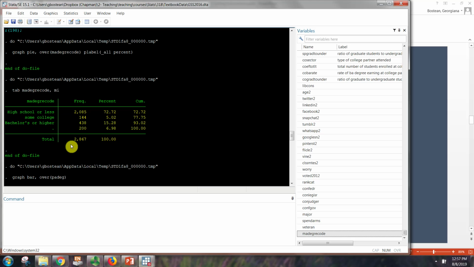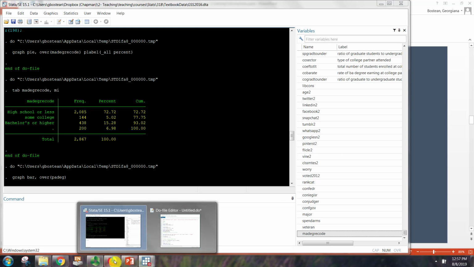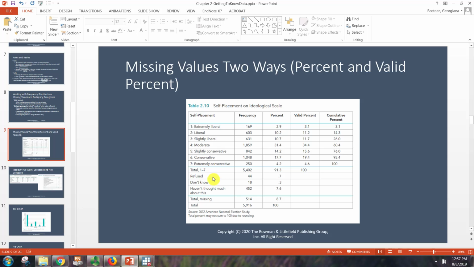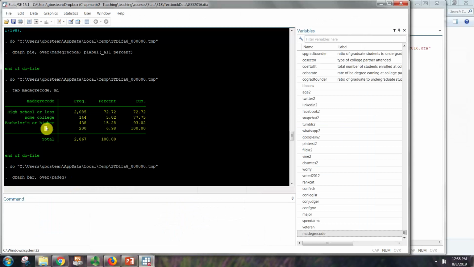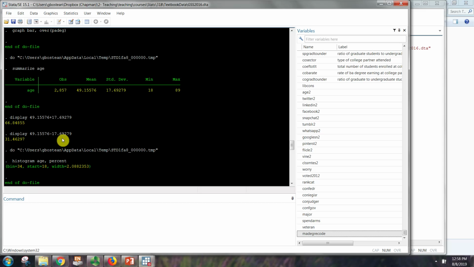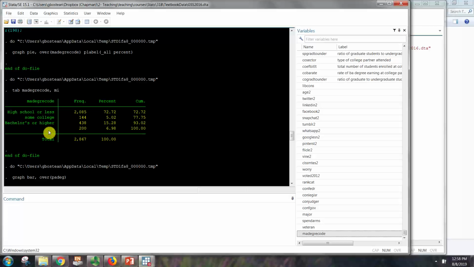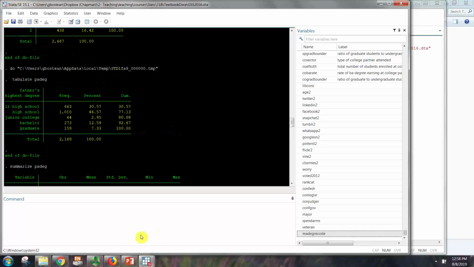But sometimes you might have variables where these categories are assigned numbers. So refused might be 98. Don't know might be 99. Haven't thought much about it might be 999. But all of those, in most cases, we would want to tell Stata to recode 98, 99, 999 to be missing, which is this denotation.